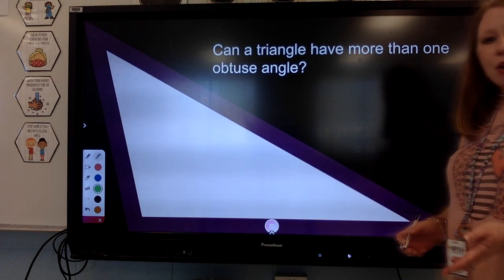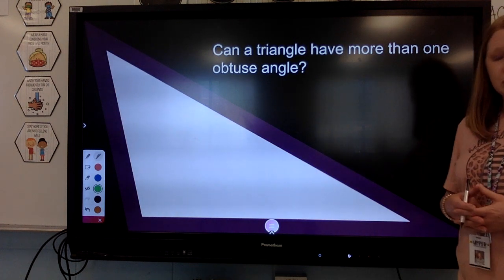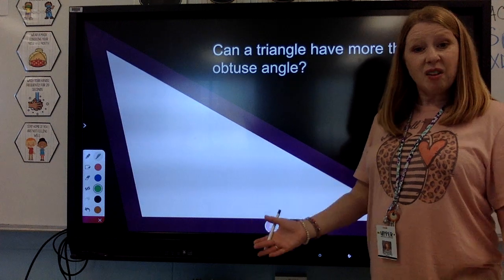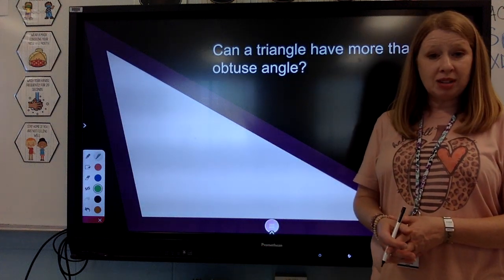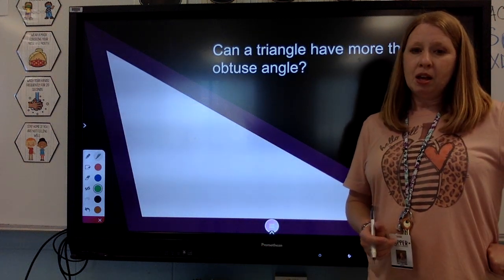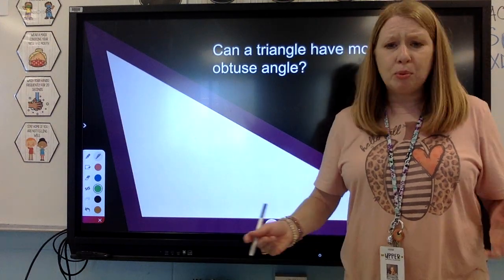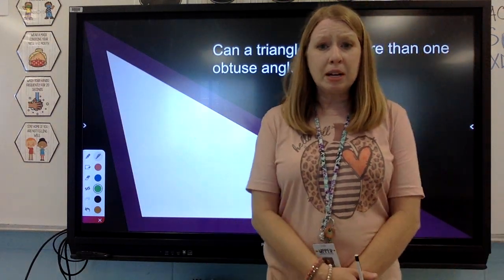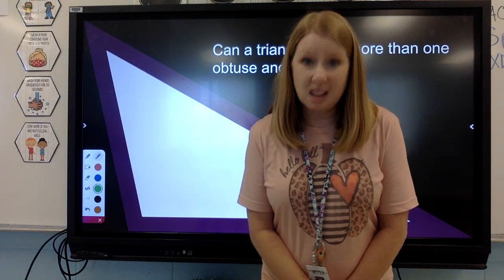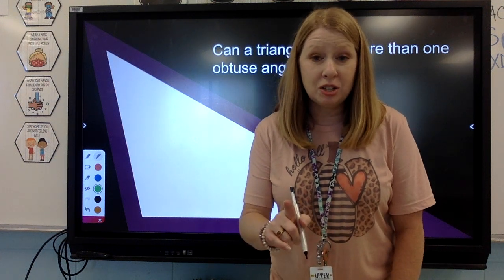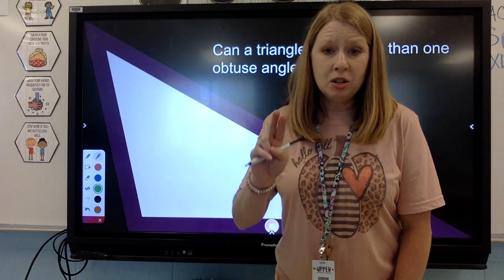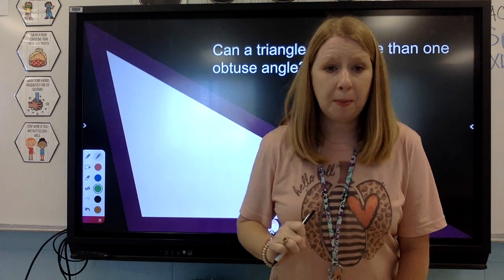Can I have a triangle that has more than one obtuse angle? What do you think? Talk to someone in your house about it. Go ask your mom or your dad or your brother or sister. Go ask them and come back to me and let me know what they said, okay? I'm going to give you a second to do that. Ready? 1, 2, 3, go.